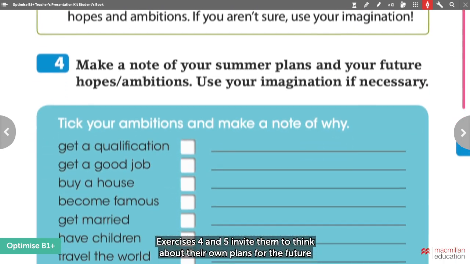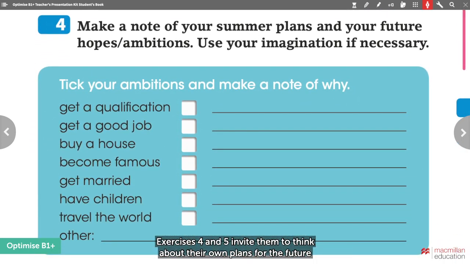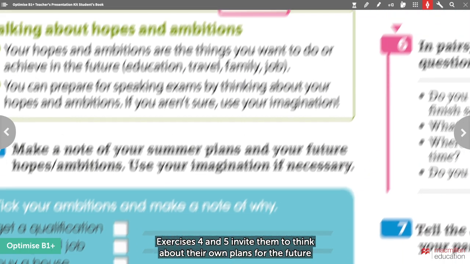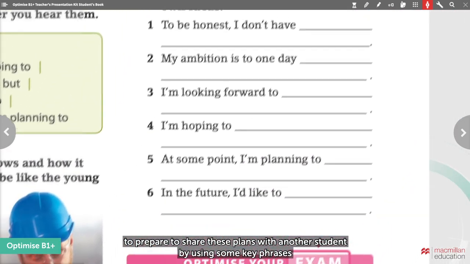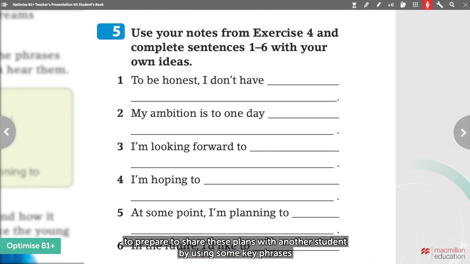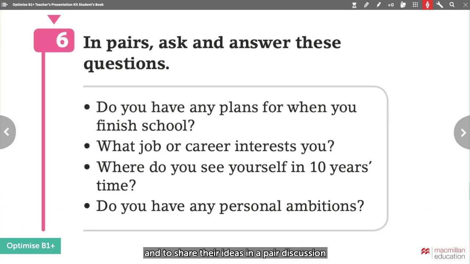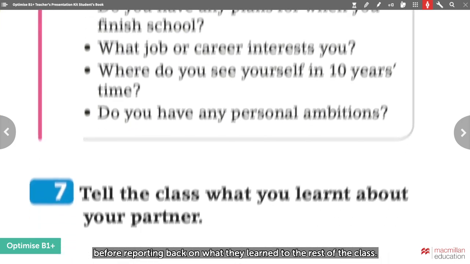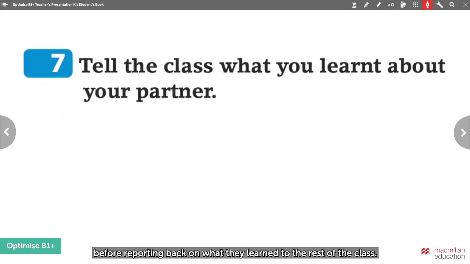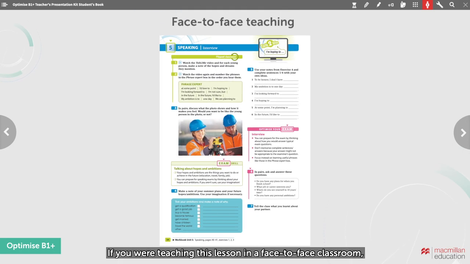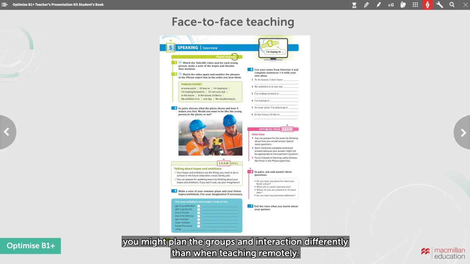Exercises 4 and 5 invite them to think about their own plans for the future, to prepare to share these plans with another student by using some key phrases, and to share their ideas in a pair discussion before reporting back on what they learned to the rest of the class. If you were teaching this lesson in a face-to-face classroom, you might plan the groups and interaction differently than when teaching remotely.